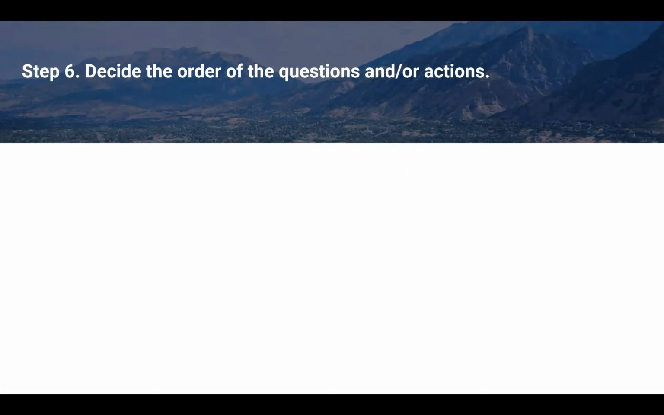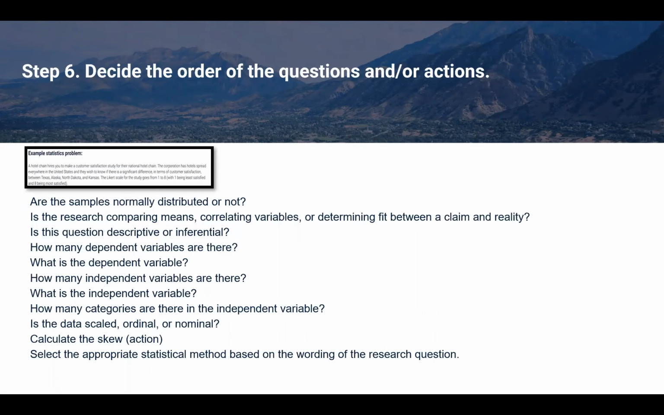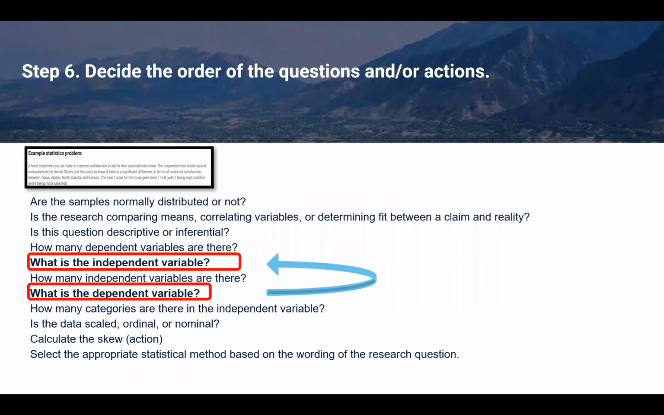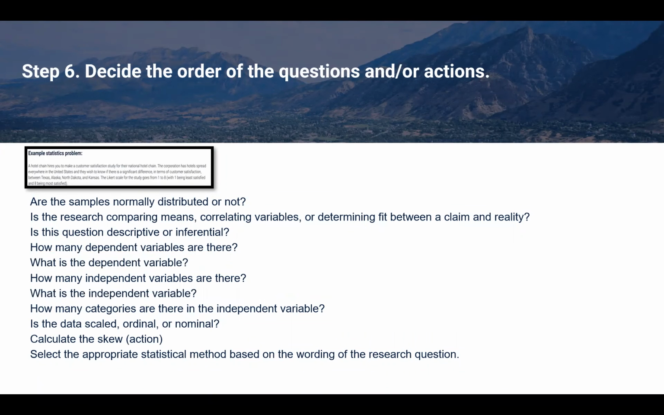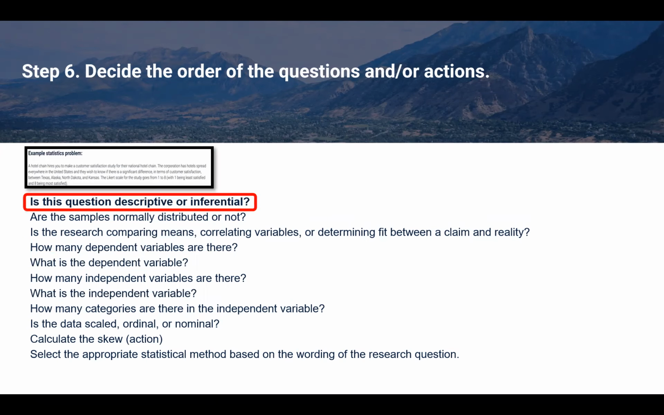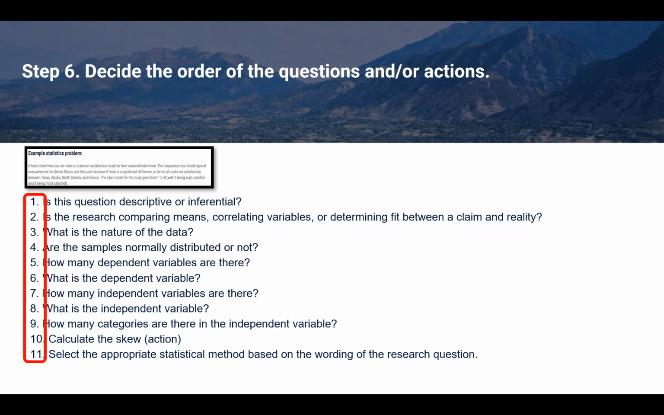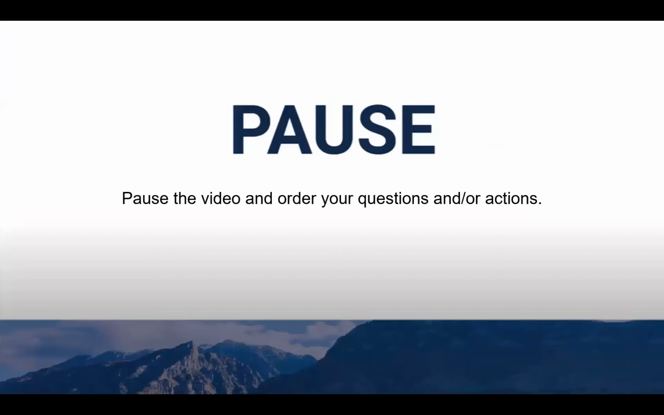Step 6, decide the order of the questions and/or actions. For some of the questions, it doesn't matter what order you place them in. In this statistics example, you could determine what the independent variable is before the dependent variable, or vice versa. In other cases, the order is necessary. For our statistics example, it is best to determine first if the question is descriptive or inferential before analyzing further. So we place this question at the top of the list. It may be helpful to number your questions and/or actions. Pause the video and order your questions and/or actions.